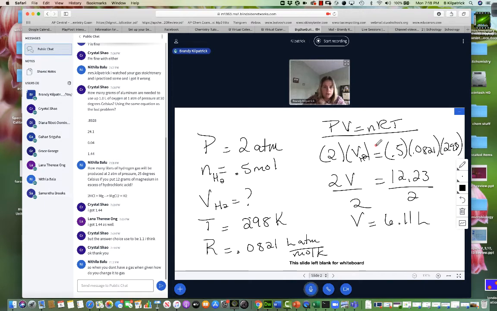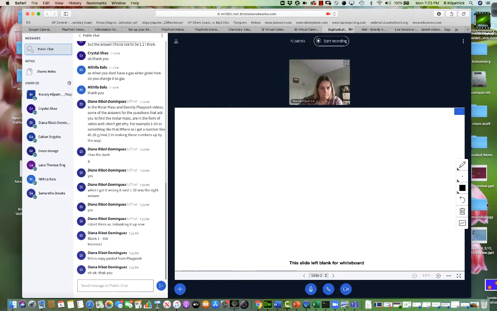Does anybody have any other questions about this? I don't know how far people have gotten with the molar mass and density stuff. Does anybody have any questions on that? I can kind of quickly go over one of those.